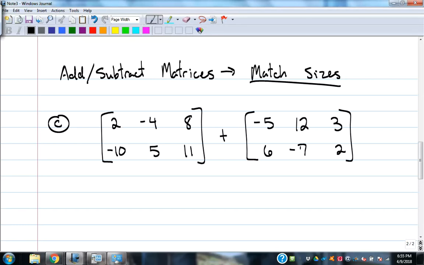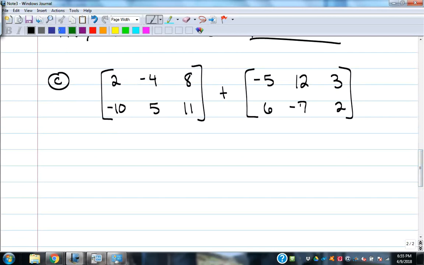I usually don't do these in the calculator just because I can do that addition and subtraction pretty fast. I'll show you how to do it with the calculator. It does it really, really nicely and easily. But you should get a 2x3 matrix back.